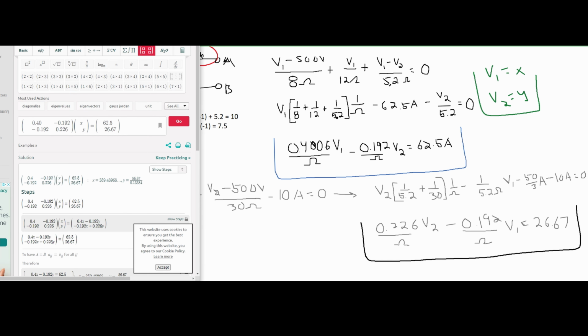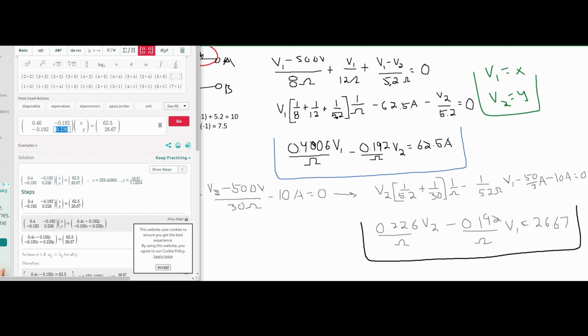So I plugged everything in. This is the first part. This is our 0.40, and this is our negative 0.192. V1 and then V2 is plugged in, and then I have our X here and then the Y down there for V1 and V2. And this is our second equation where we have a negative 0.192 for our V1 and then a 0.226 for our V2.